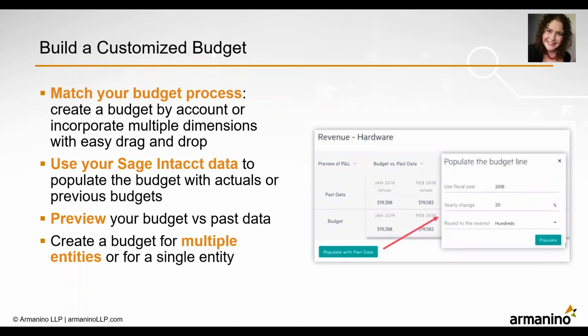Are you budgeting first by location and then by department? Or are you budgeting first by project and then by location? Or what that order of operations is and what the most important dimensions are for you in your organization.